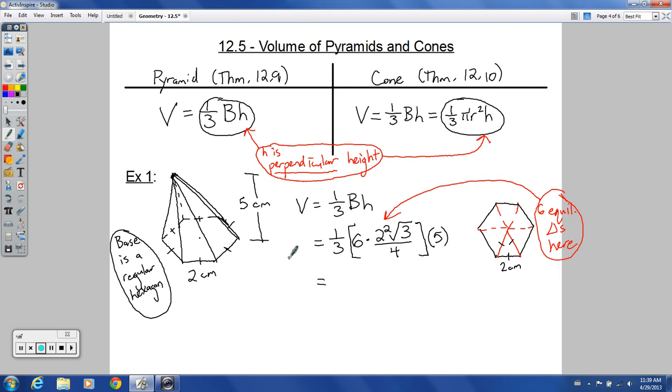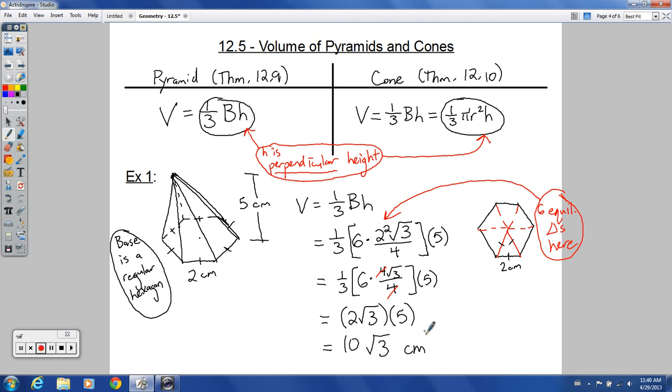From there, we can type stuff into a calculator. I do notice, though, that 2 squared, that would become 4. So why don't I do that first? I've got 2 squared equals 4. And so I'd have the 4's and the 4's could cancel here and here. I'd have 1/3 of 6, which would be 2. So this could become 2 times radical 3, and we still have that times 5. So an exact answer would be this, 10 radical 3, and that would be in terms of centimeters. This is volume now, so centimeters cubed. This would be an acceptable answer.